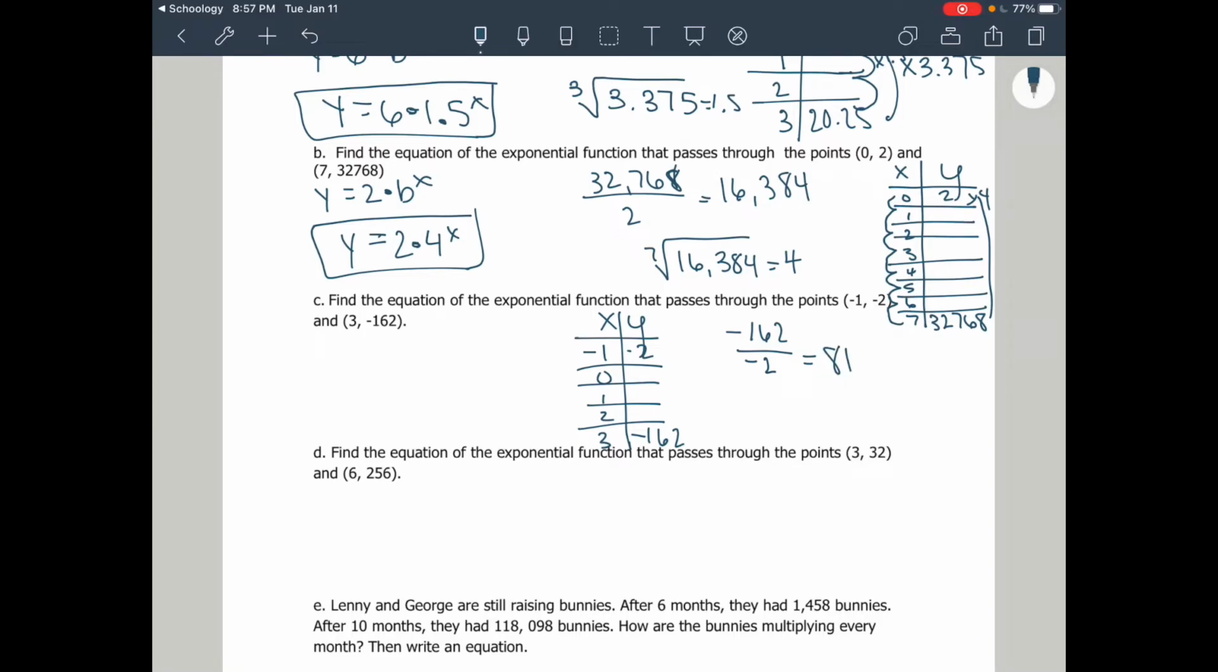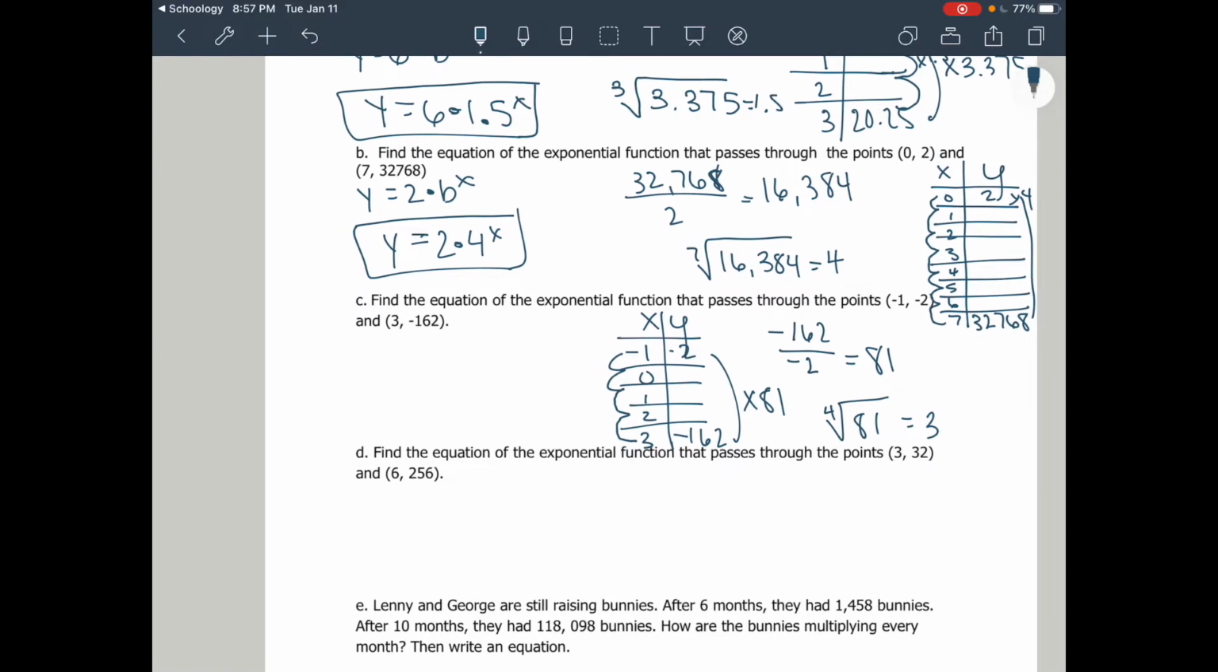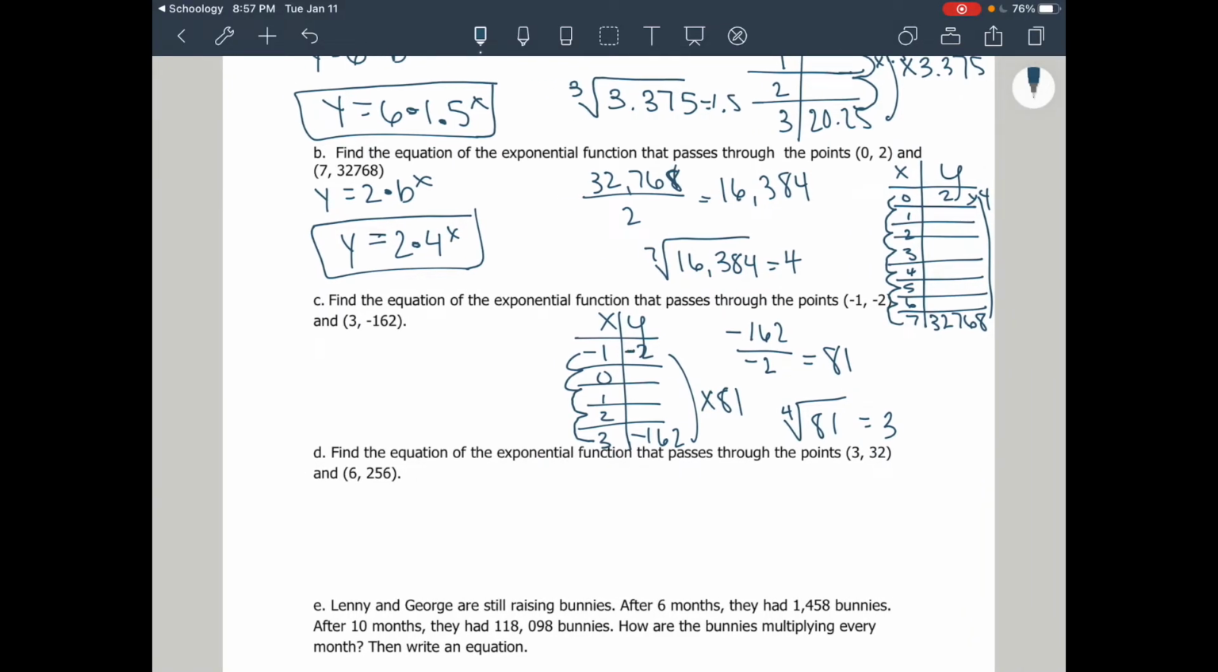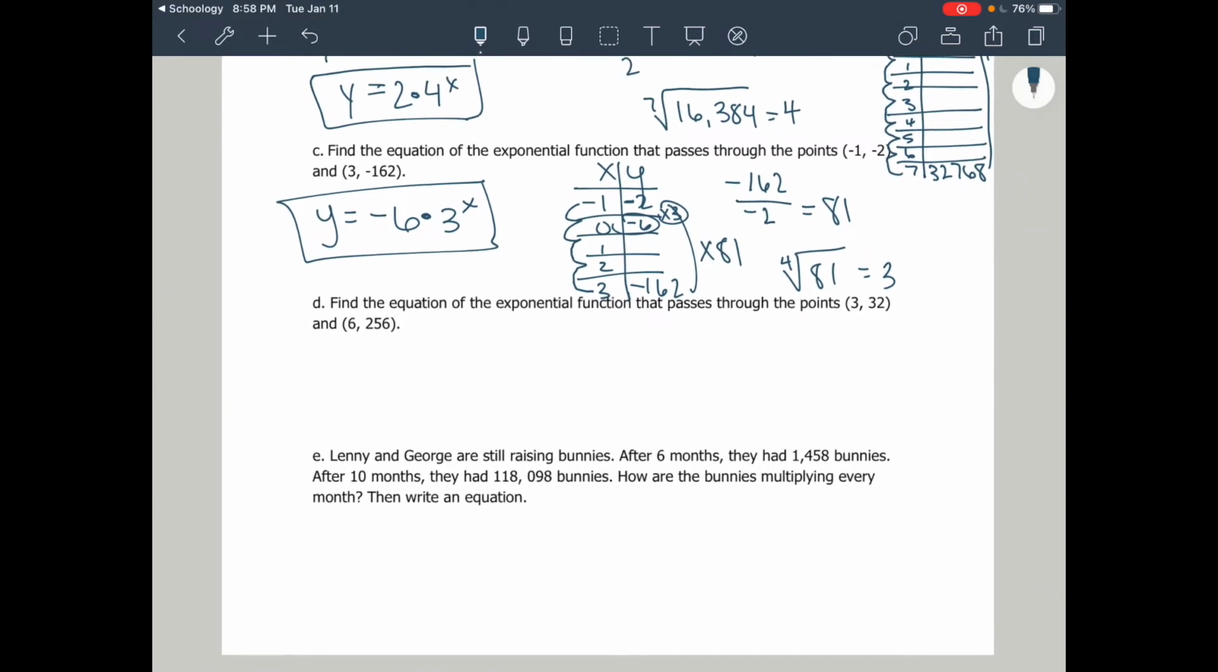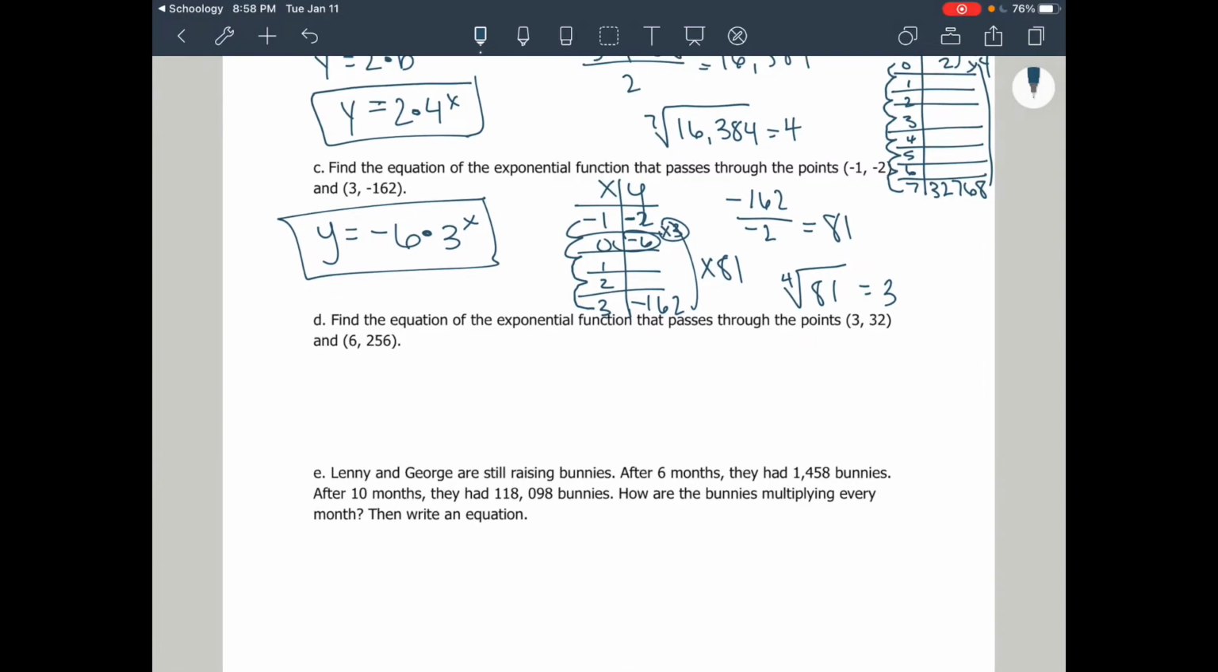To figure out the hops, I've got 1, 2, 3, 4 hops. So I'm going to take the 4th root, and that gives me 3. So I multiply by 3 to get to the next number. So -2 times 3 is -6. Now I have all the numbers I need. y equals -6 times 3 to the x power. All right, the next one, it says find the equation, and then it's giving you the points.